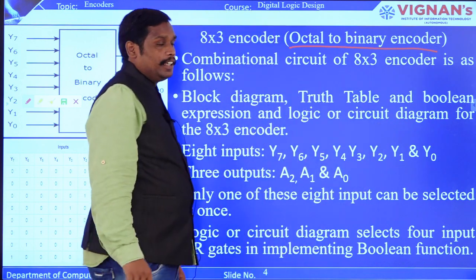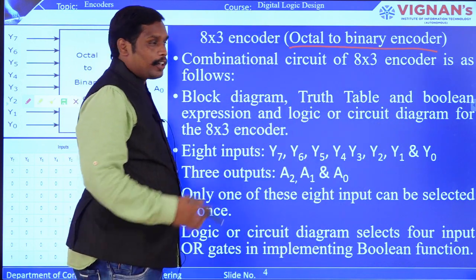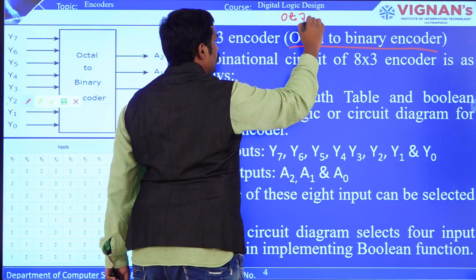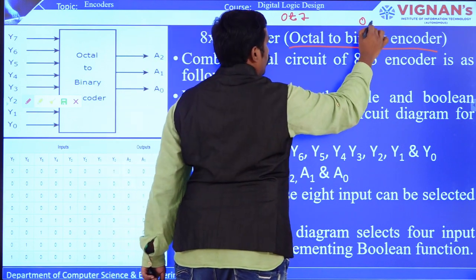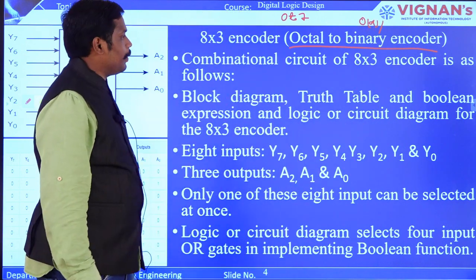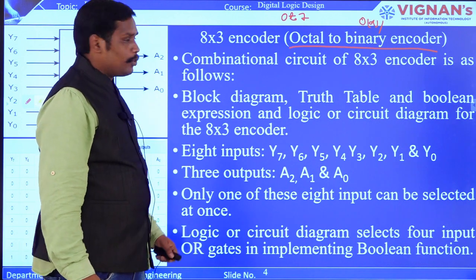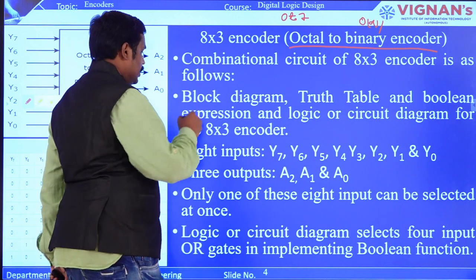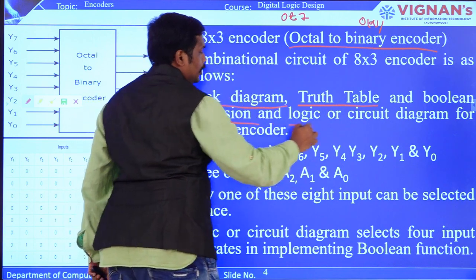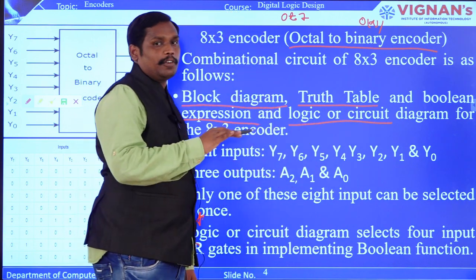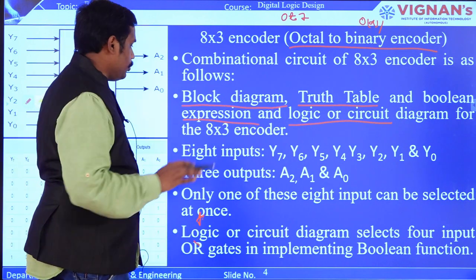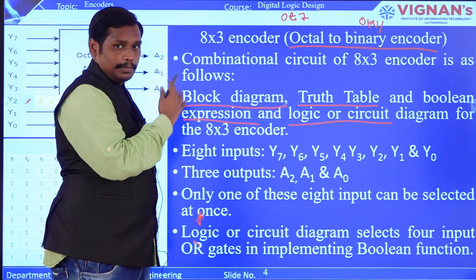Next, considering octal to binary. As you know, octal has how many inputs? It is from 0 to 7, whereas binary is 0 or 1, right? So the possibilities that we can have for octal to binary, that is the 8x3 encoder, we are going to find out. We'll see that the same block diagram is there, the truth table is there, the Boolean expressions are there, and the logic circuit diagram. This is the order we have to follow for any encoder, or whatever combinational circuit you consider. You have to derive these things, okay?